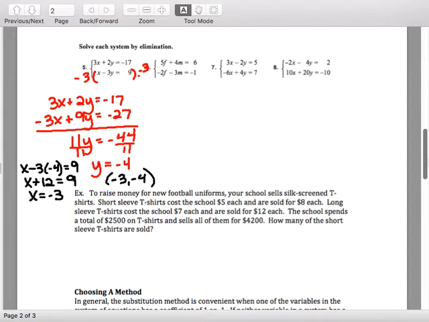Now you might be finding something weird in number 7 and 8, and we'll talk about those in a moment, but you can still figure out your solution.